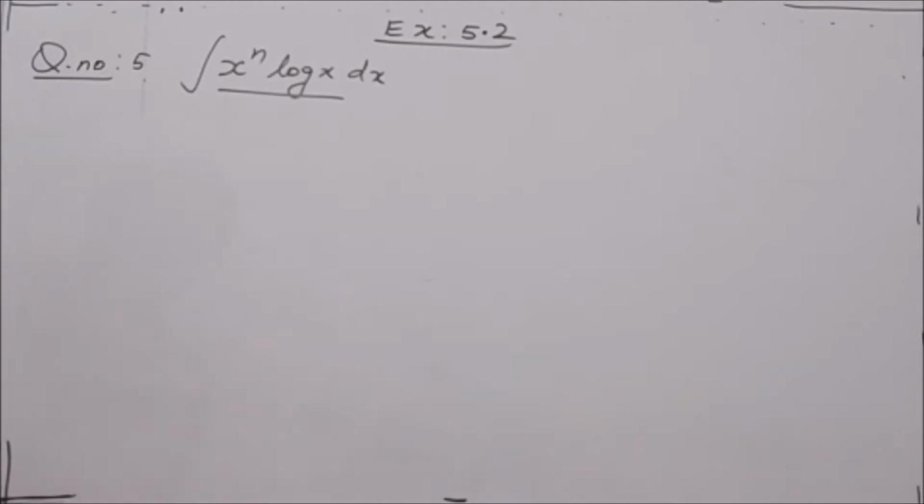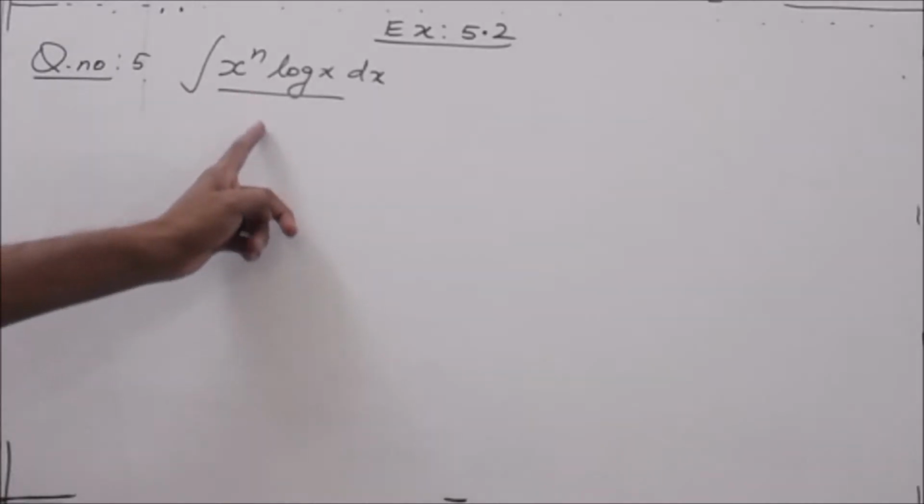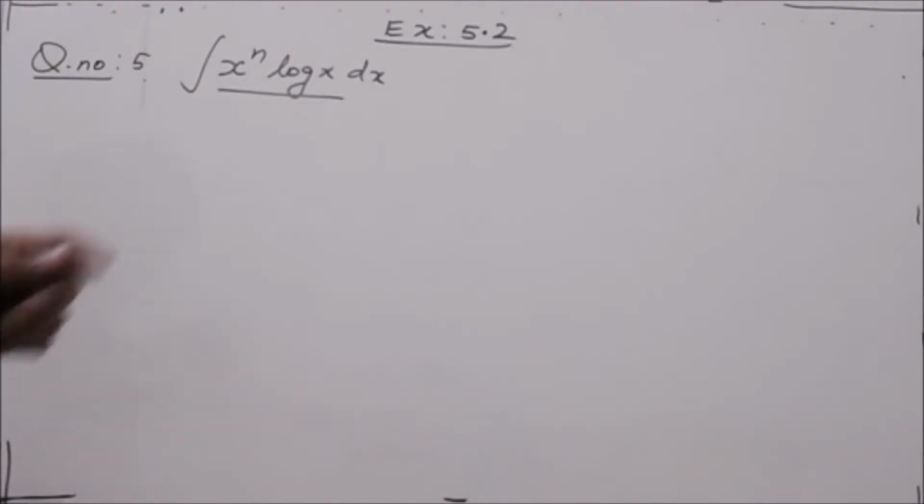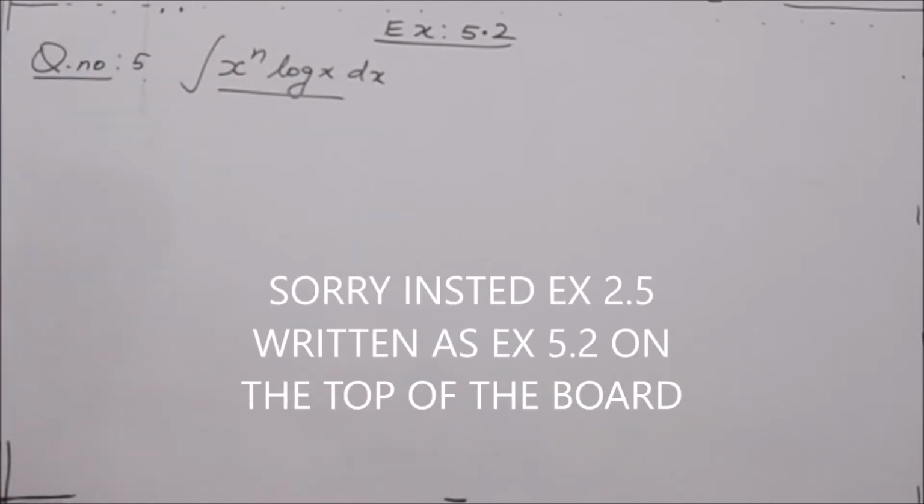Fifth question, integral x^n log x dx. The given function is x^n log x. Here we have two functions in product, x^n into log x. To integrate this, the power of n is positive.